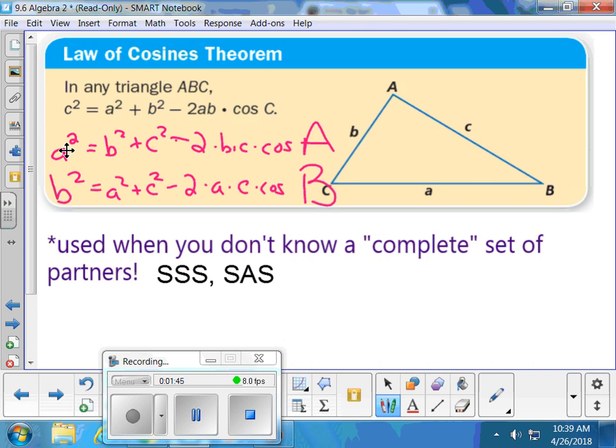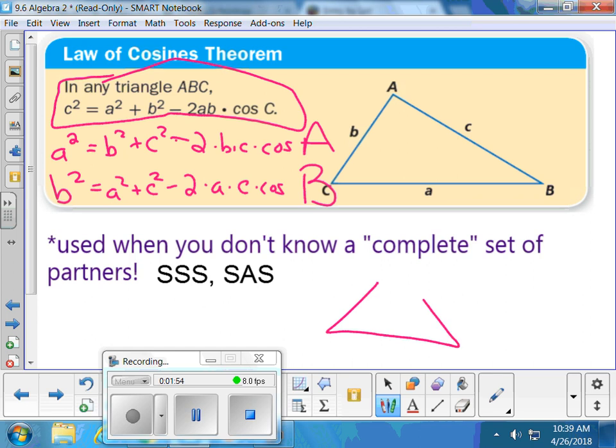There's three versions. You can actually always just use version 1 if you relabel your triangle accordingly. So let's say I have this triangle and it's not labeled right now. And I have this side 12, this side 13, and this side 15. And I want to get this angle. If I label it so that this angle is C, I can always just use that version. You know what I mean? It just depends on how you label your triangle.